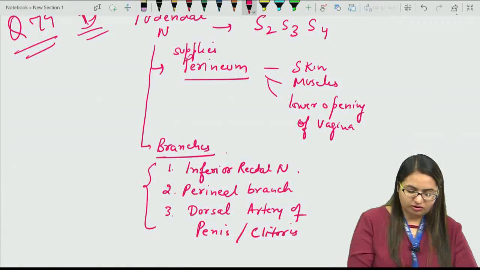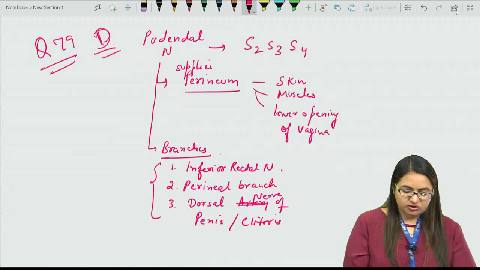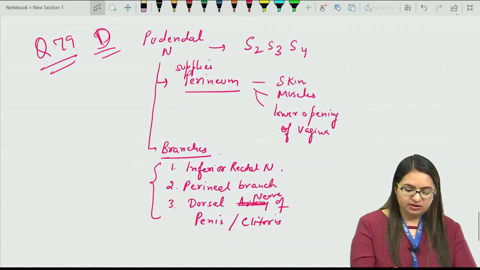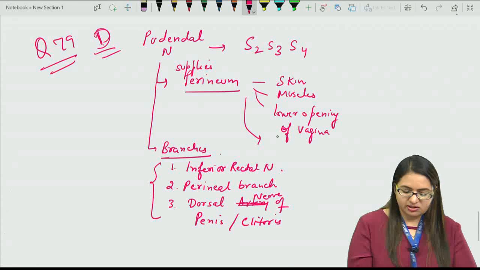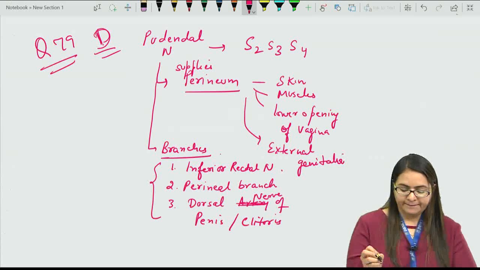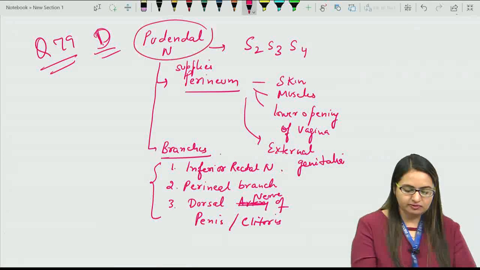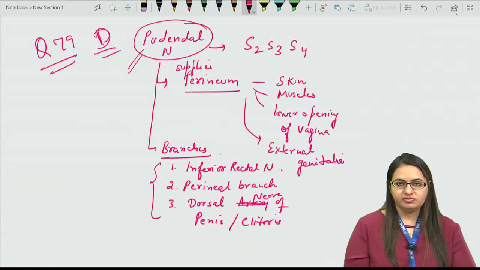These are the branches of the dorsal nerve. So all these are the branches of the pudendal nerve, and they are supplying all these structures of the perineum. And in the perineum they also supply the external genitalia. So by this we come to know that the lower portion of the vagina is being supplied by the pudendal nerve. So if we do the pudendal nerve block, in that case that portion of the vagina will be involved.